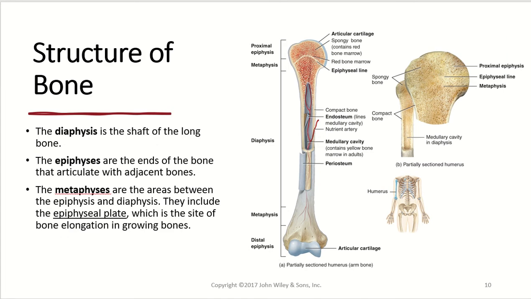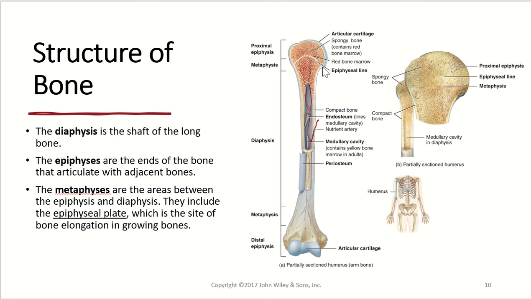So we've mentioned the diaphysis, the shaft of the long bone, and then the epiphysis, those two ends of the bone that are going to articulate with adjacent bones. We've mentioned those two. But it's also important to mention that in the metaphysis, that area between the epiphysis and the diaphysis, there's going to be something called an epiphyseal plate.